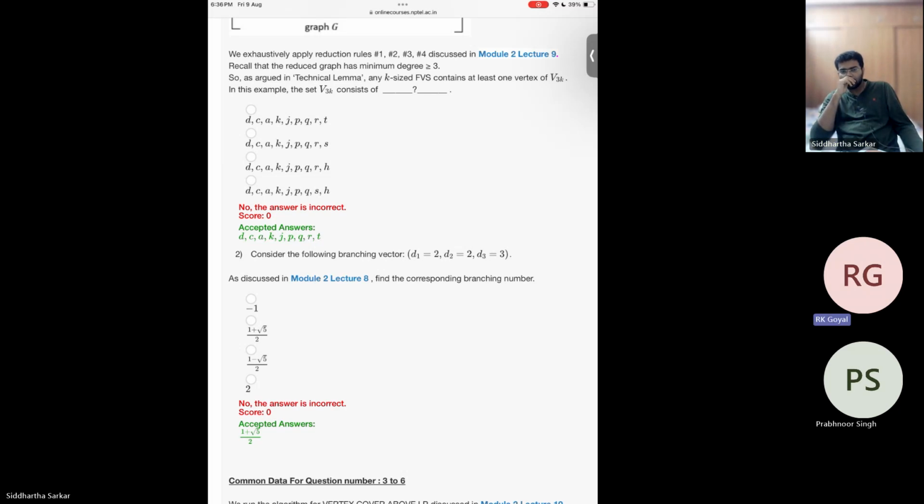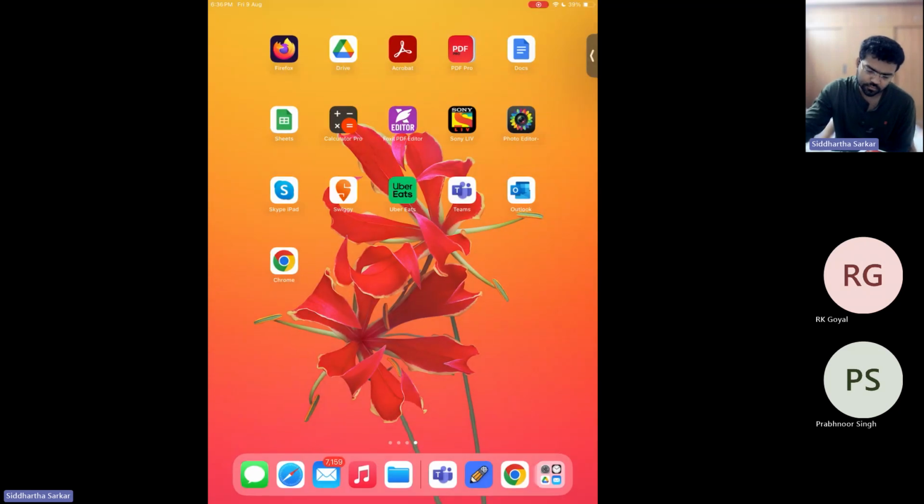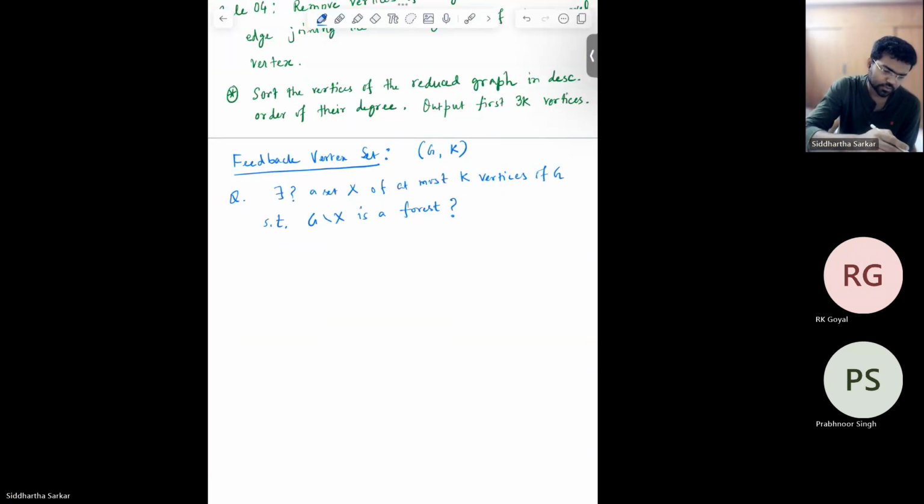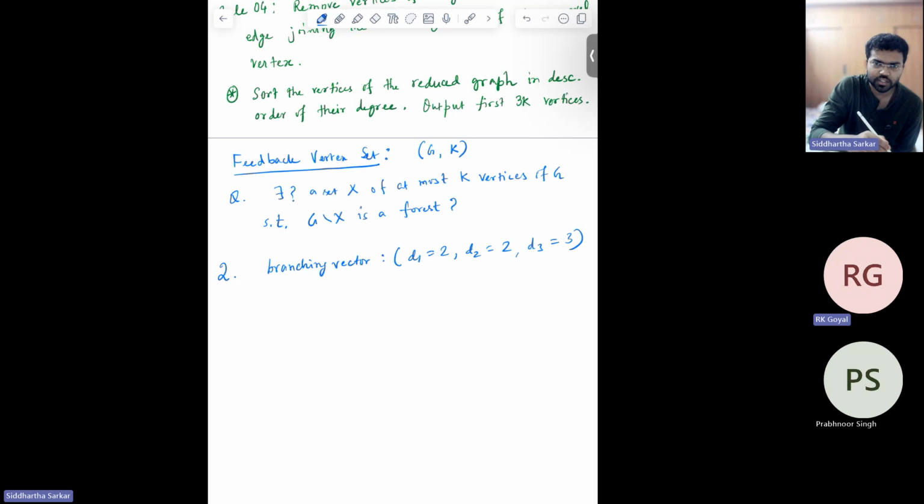Okay. So here is the formula. This is question 2. Your branching vector is D1 equals 2, D2 equals 2, and D3 equals 3. So you are interested in computing the branching number. There's only so much intuition I can give.